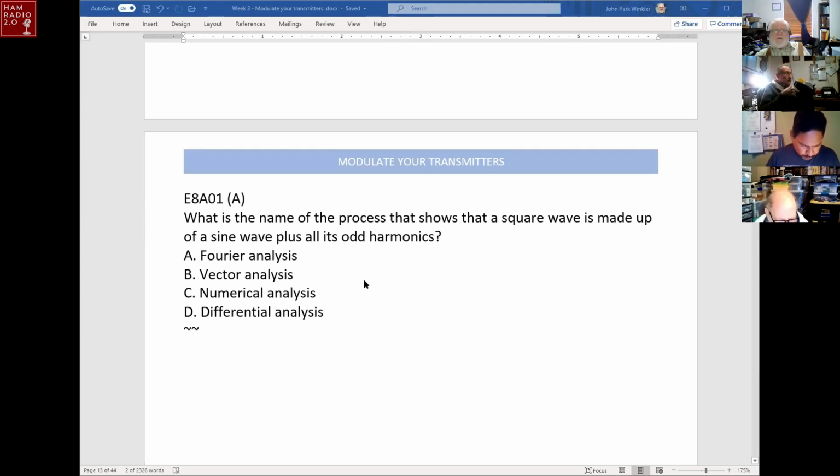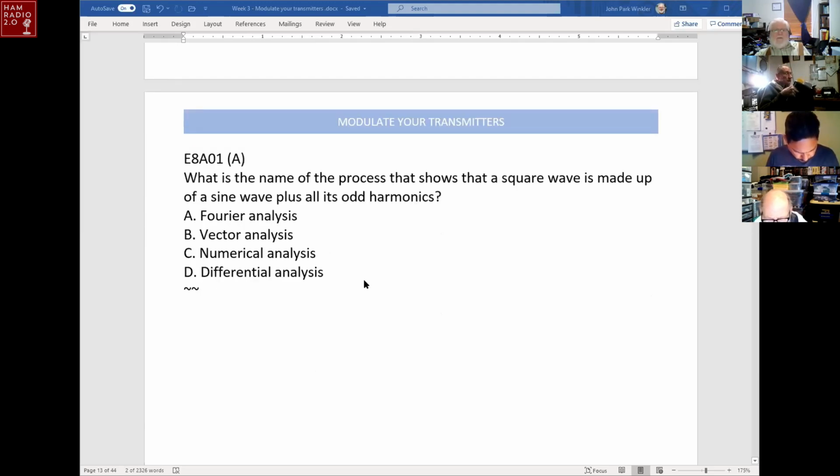Okay, 8A01. What is the name of the process that shows that a square wave is made up of a sine wave plus all its harmonics? And the answer is A, which is Fourier Analysis.